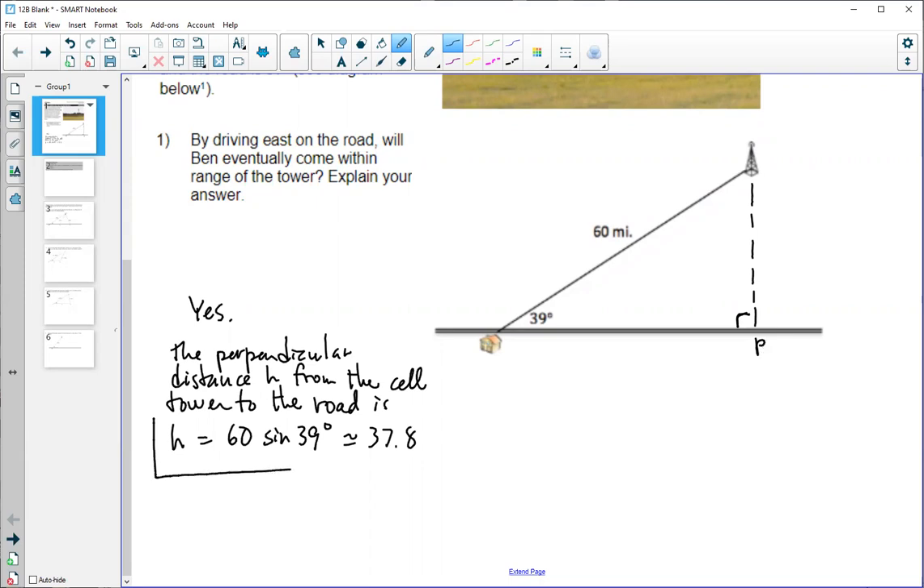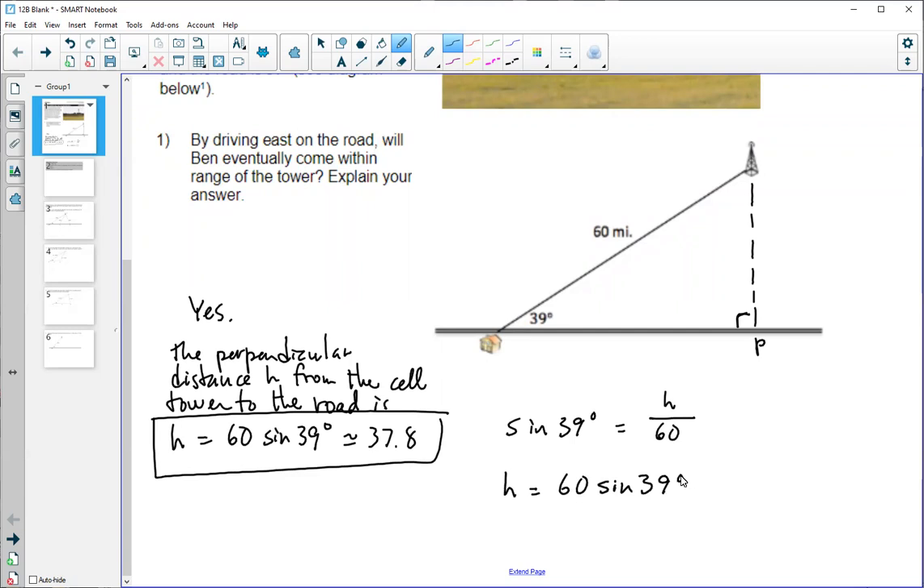And where this piece comes from is, if we start back one step, we know that the sine of 39 degrees is, you can say opposite over hypotenuse, or y over r. It's going to be defined to be the opposite, which I call h, over 60. So if we arrange this equation so that it's solved for h, we'd have h equals 60 times the sine of 39 degrees. And that's how we came up with that first piece there. Let's go to the next screen.